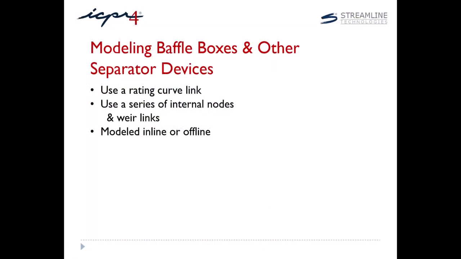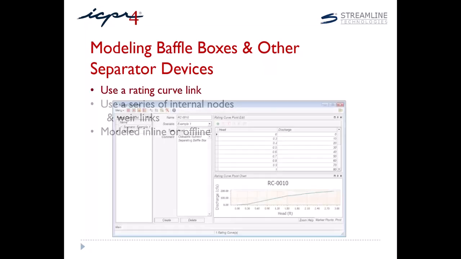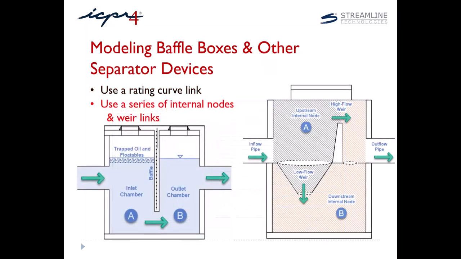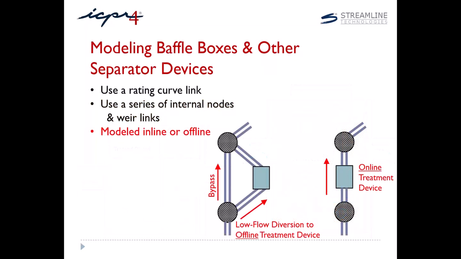Separators can easily be incorporated into your drainage network in any ICPR model using either rating curve links and the associated head discharge curves from the manufacturer, or they can be modeled as a series of internal nodes and weir links to allow ICPR to calculate flow through the structure. This is the approach we will present in the examples in this modeling tip video. Also note that separator devices can be modeled inline or offline from the rest of your drainage network. Let's discuss node placement and weir link considerations for two example devices now.